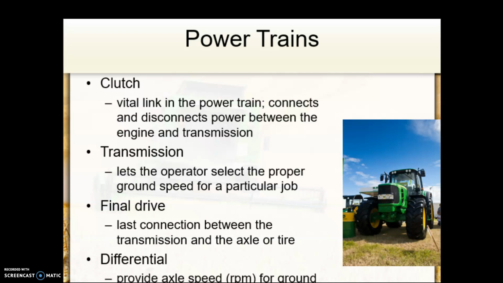The final drive is the last connection between the transmission and the axle or tire. So the final drive is the output from the transmission to the axle, and it's actually what's turning the axle or the tire. And then finally, the differential. The differential is providing the axle speed.